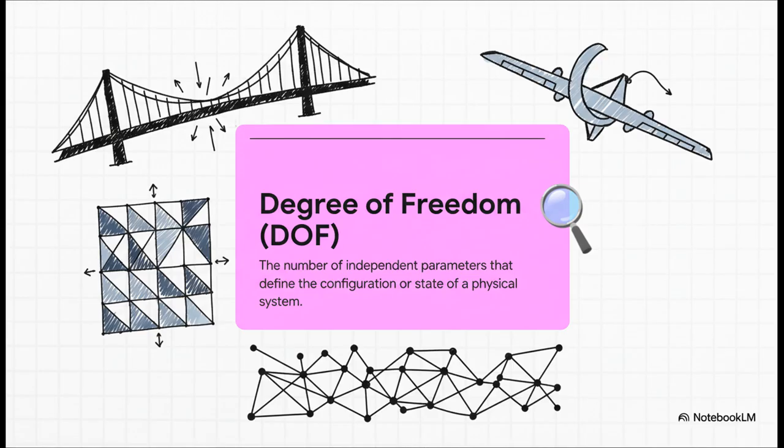So if you have a train on a track, it can only go forward and back, right? That's 1 degree of freedom. Easy. But what about an object floating in space? It can move up and down, left and right, forward and back, and it can rotate. That's way more freedom. And this, right here, is the essential starting point for any analysis.